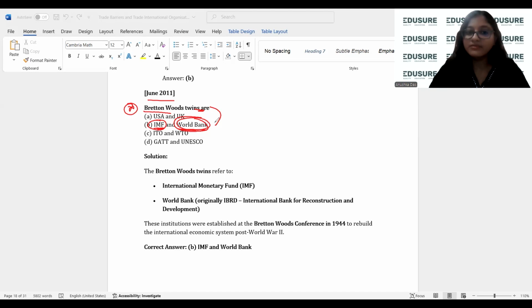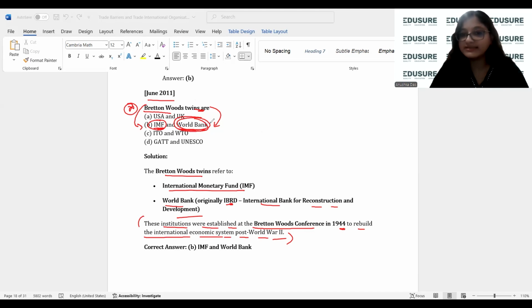So both these things are a byproduct of the Bretton Woods Conference. So Bretton Woods twins are IMF and World Bank. World Bank was originally known as IBRD. Basically, it was a development bank, International Bank for Reconstruction and Development. So these institutions were established at the Bretton Woods Conference in 1944 to rebuild the international economic system post World War II. That is why they are known as the Bretton Woods twins, because IMF and World Bank are two leading international organizations which were set up by this Bretton Woods conference in the year 1944. So the right answer here will be option number B. This is a June 2011 question.